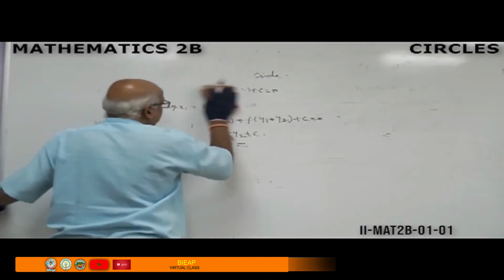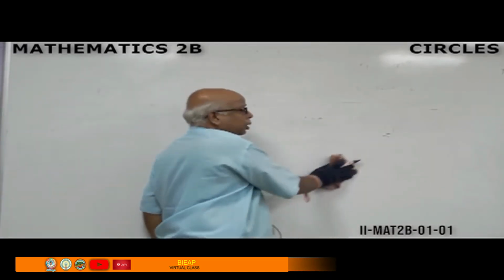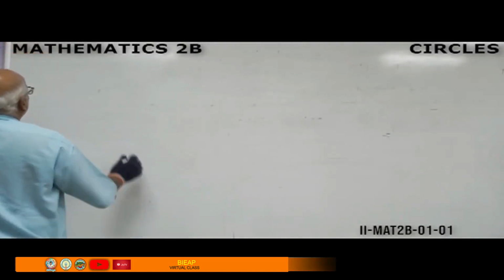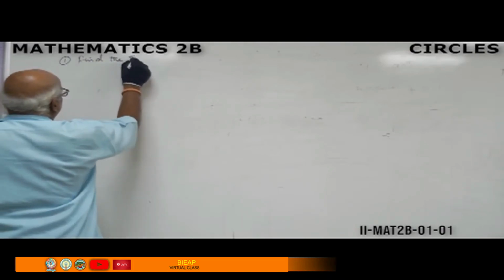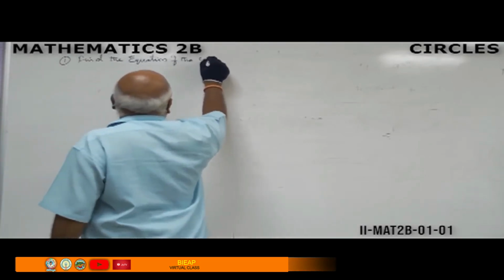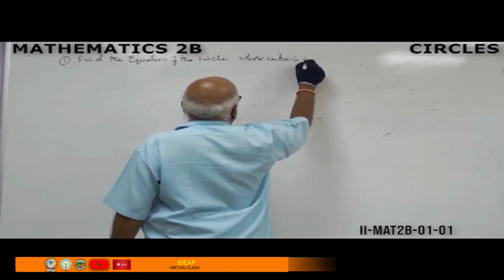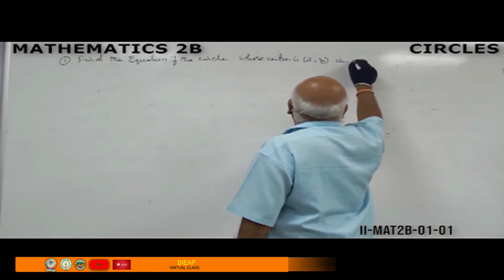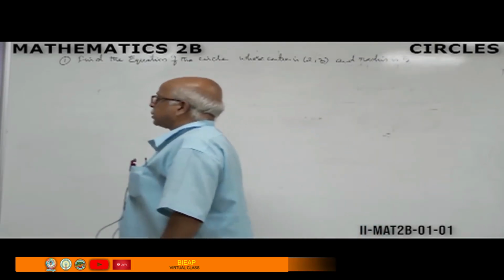Now, based on the theoretical points that we have studied, I will solve one problem per model, and per model one problem I will give as homework or assignment. Number 1, find the equation of the circle whose center is (2, 3) and radius is 5. That is our question.